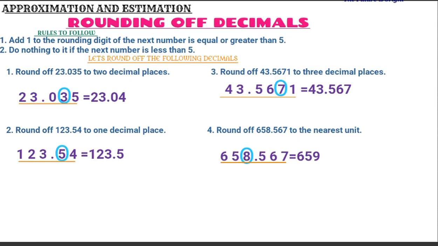So rounding off 658.567 to the nearest unit will give us 659. That is the answer.